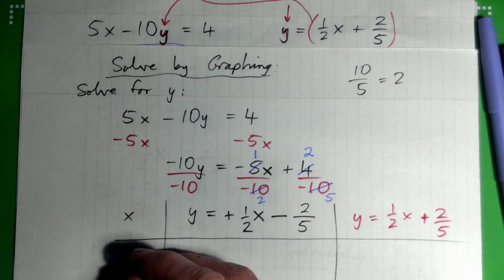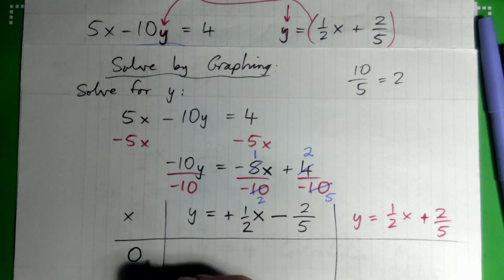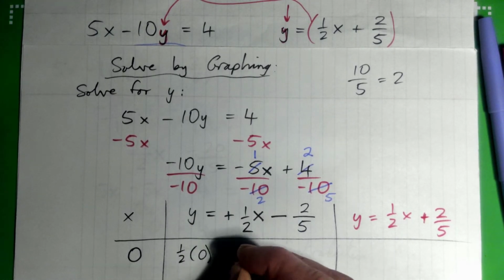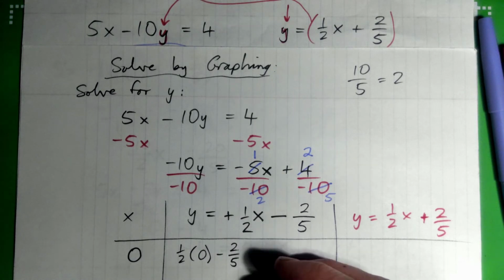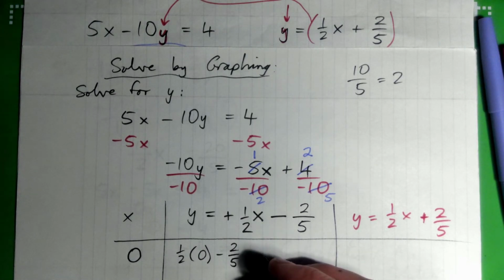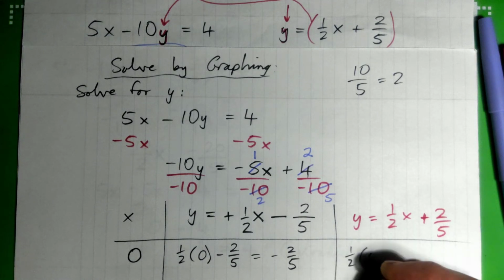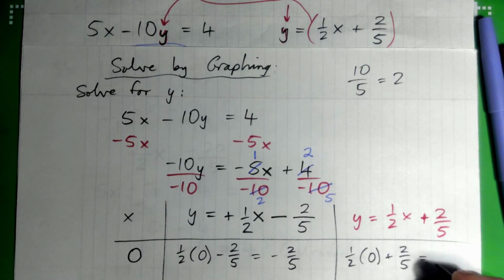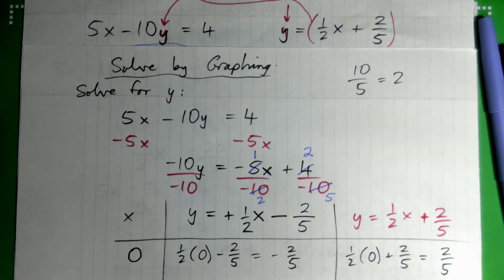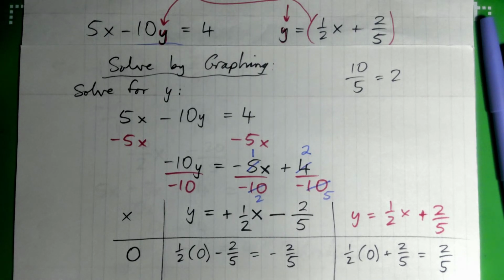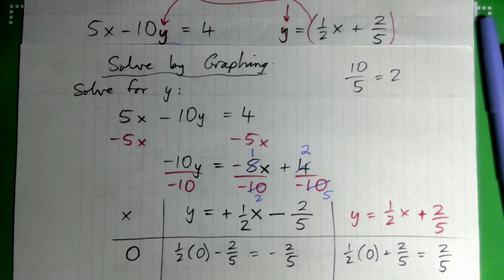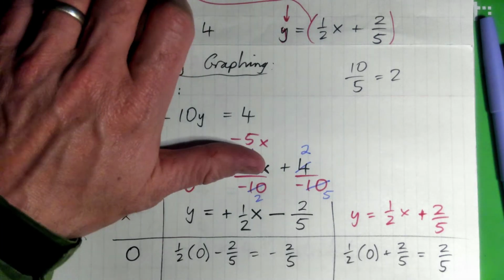like if x is 0, what do we get here? A half times 0 minus 2/5, which is negative 2/5. And here we have a half times 0 plus 2/5, which is positive 2/5, right? So these are giving us different things, and so on and so forth. But let's see. Can I find another useful point? No, I'm just going to rely on you guys' experience with graphing.